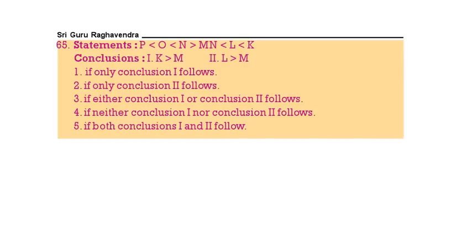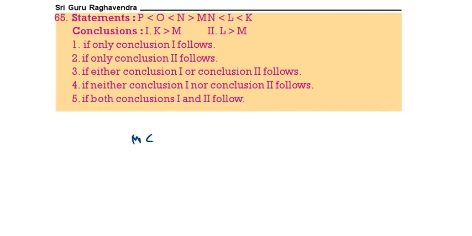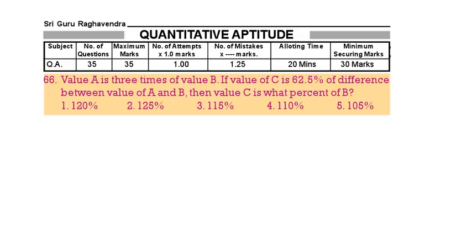Next, 65. P less than O less than N, N greater than M, N less than L, L less than K. First one, K greater than M. See here, M less than N, N less than L, L less than K. Therefore, M less than K or K greater than M definitely follows. M less than L or L greater than M definitely follows. Again, both 1 and 2 follow. Now we will see quantitative aptitude.